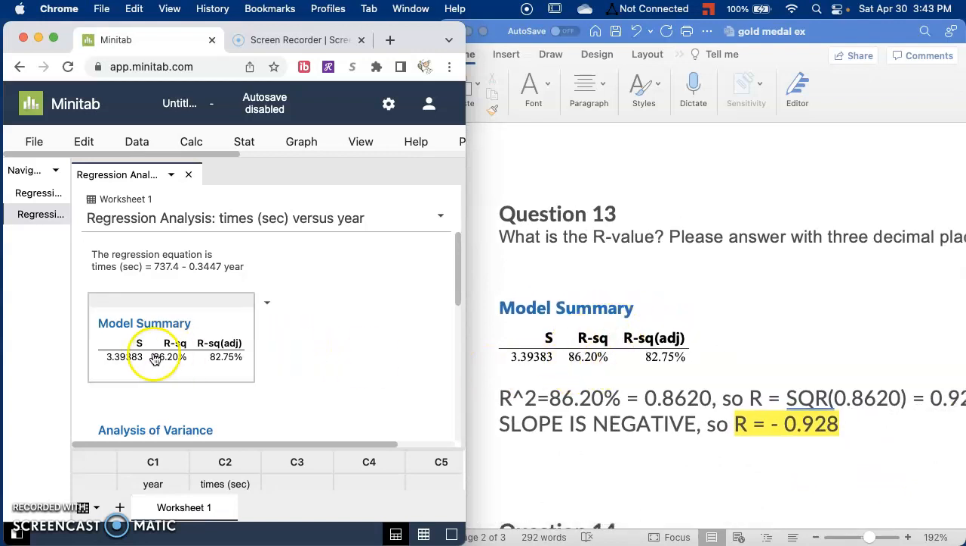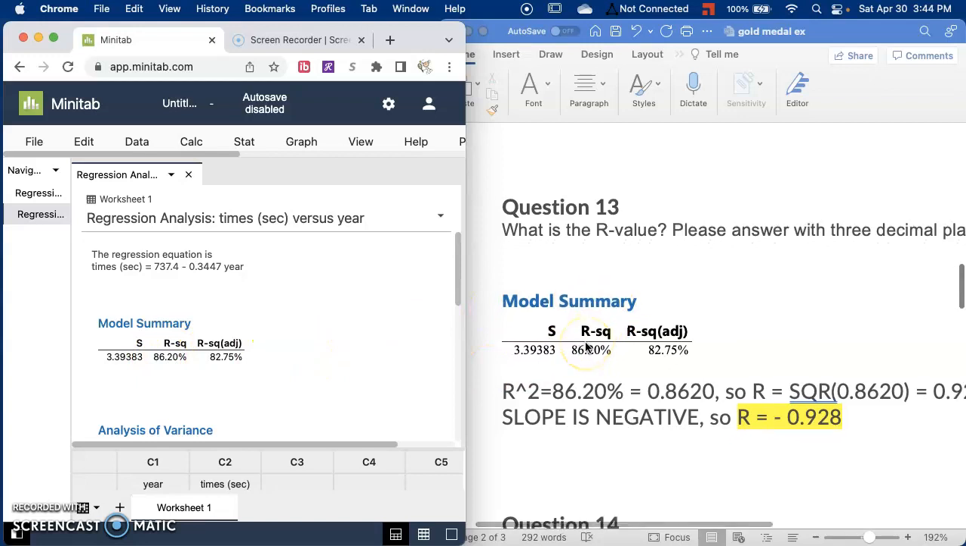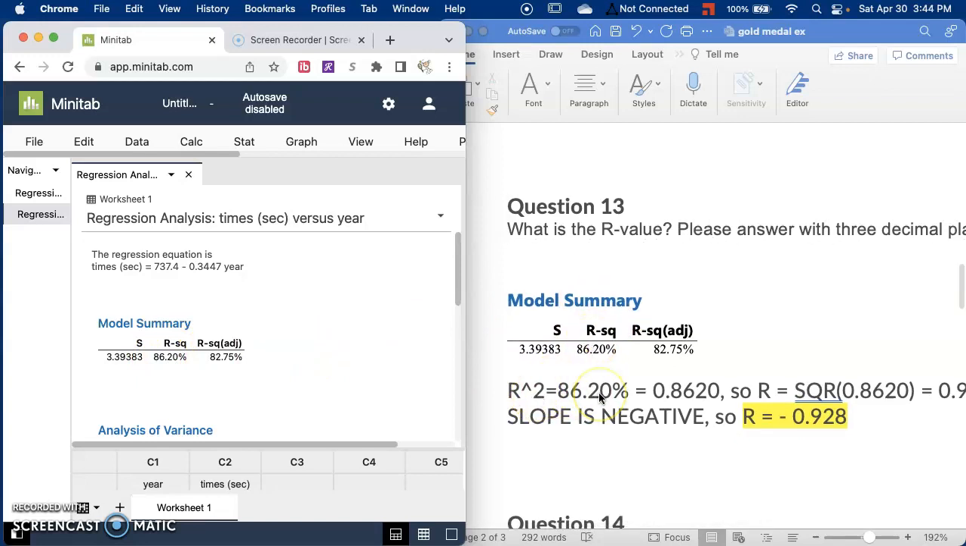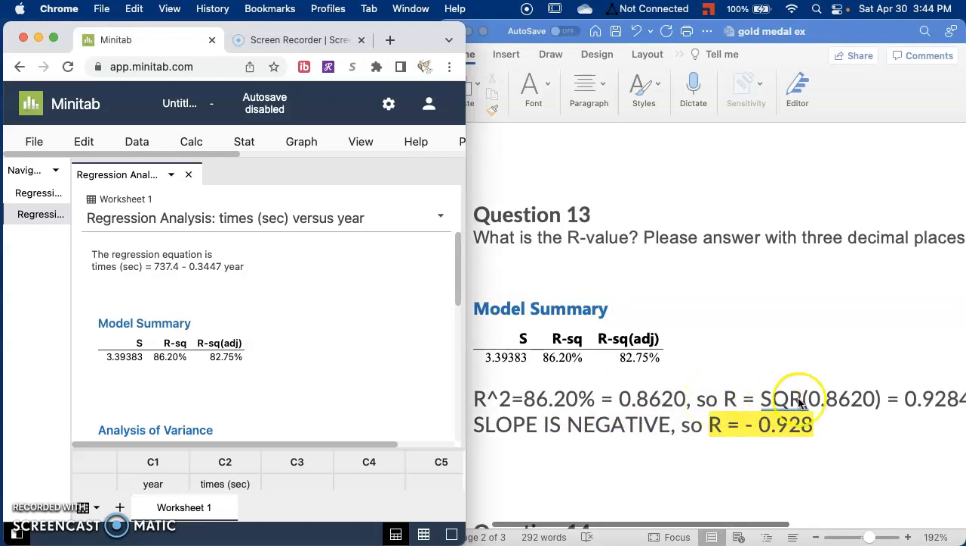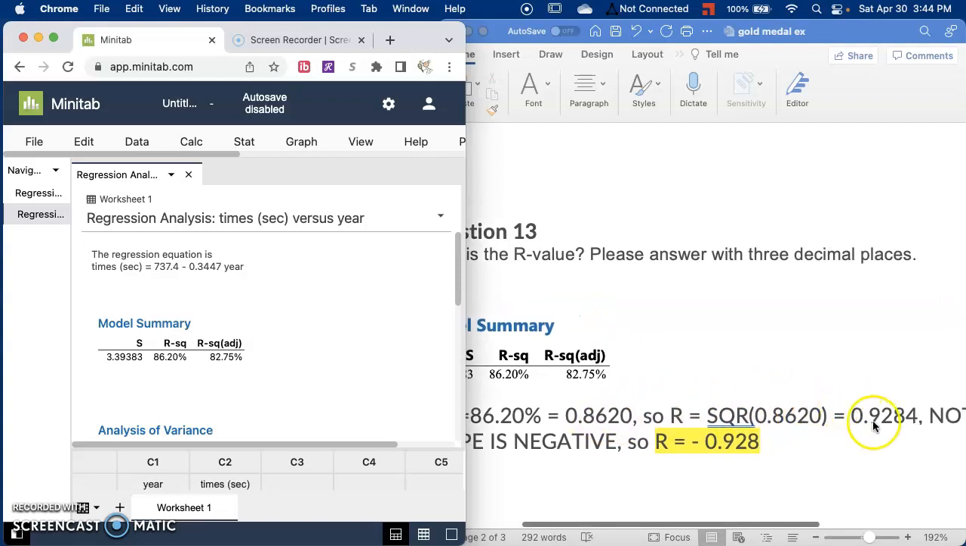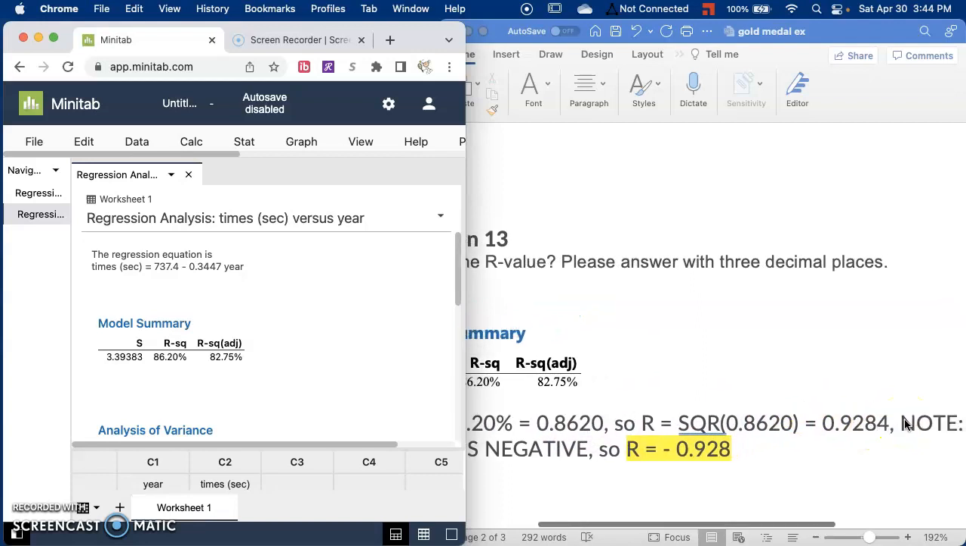The next question asks what's your R value. So you use the R squared from the model, which is right here, and R squared, you have to change that to a decimal, so that becomes 0.8620, and then take the square root of that to find R. So we're taking the square root of 0.8620, which is 0.9284.